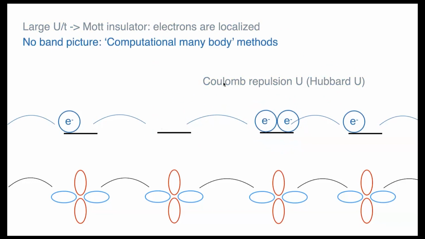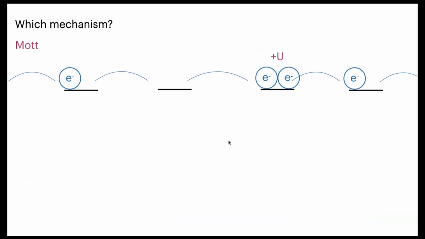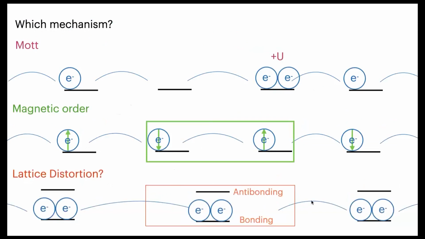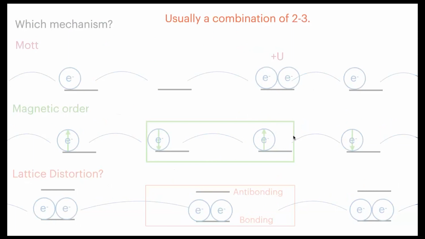And this is where things like computational many-body methods appear and become important, right? This isn't a band picture anymore. This is some interplay of bands and local electron physics. So a question then is, which mechanism do you actually have in a particular material, right? Do you have some Mott mechanism? Do you have magnetic order? Do you have lattice distortions? And the truth is that depending on the material, it's actually pretty hard to know, and it's usually some combination of multiple types of order parameter: Mott, magnetic order, lattice distortions, and so on. And I'll show a little bit some examples in my work.